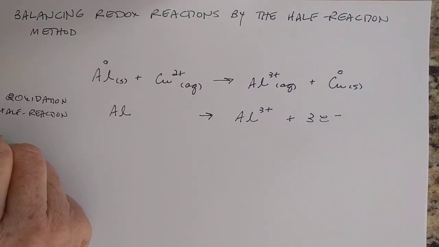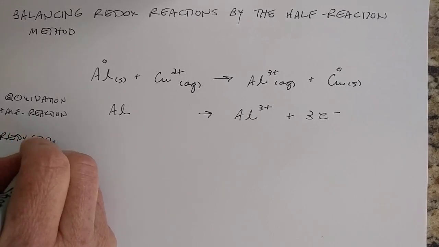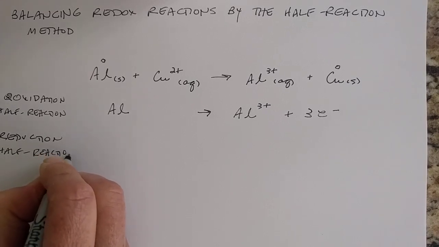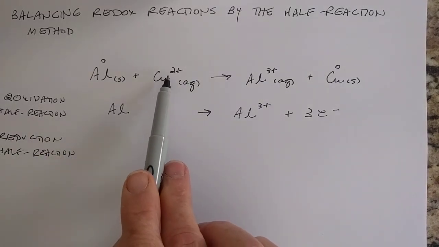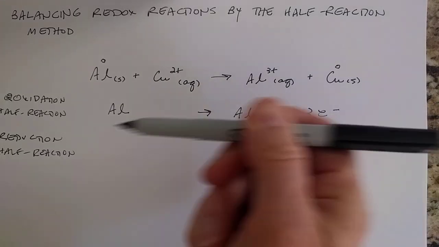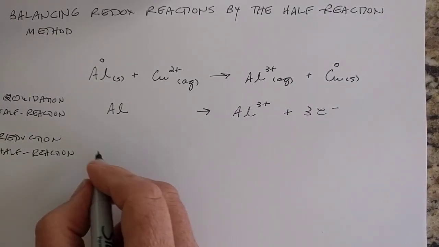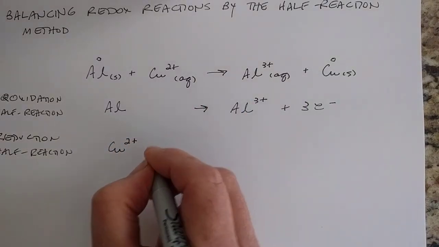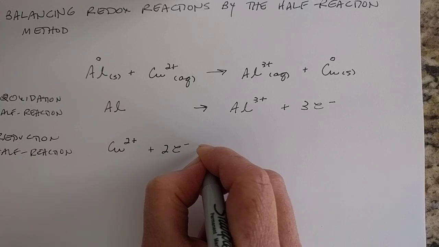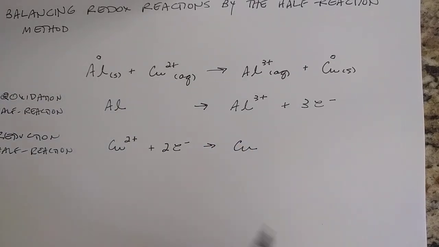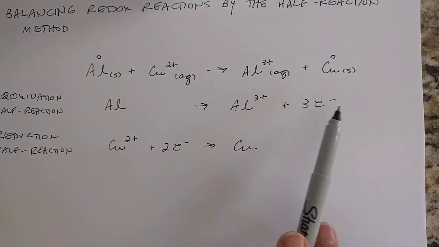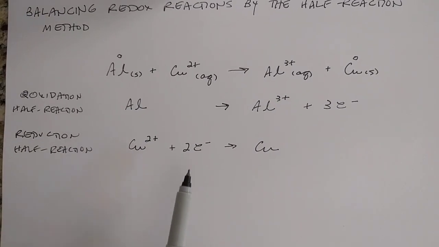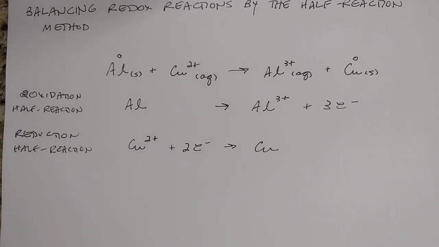All right, and then we want to do our reduction half reaction. The copper is going from +2 to 0. It's going down the number line. It is being reduced. The Cu2+, in order to become Cu, has to gain 2 electrons. So when we have the oxidation half reaction, the electrons will always be on the product side. And for the reduction half reaction, the electrons will always be on the reactant side.